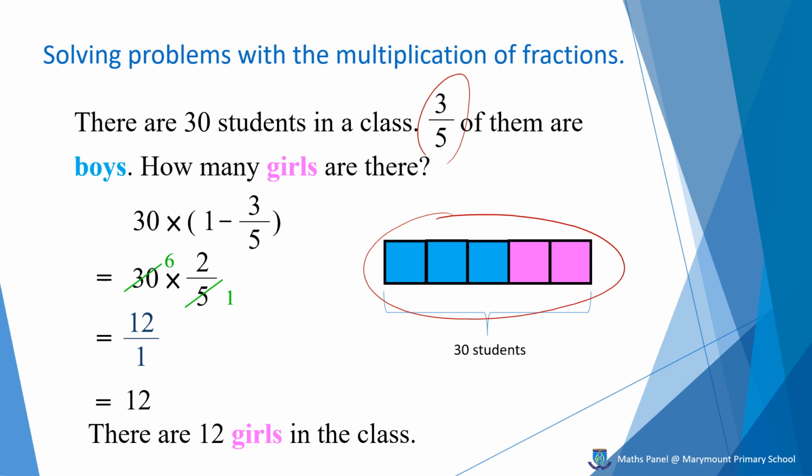3 over 5 means if we divide 30 students into 5 groups, 3 groups are boys, which means 2 groups are girls. So if we want to calculate the number of girls, we have to use 30 times the proportion of the girls, which is 2 over 5. But we have to write down 1 minus 3 over 5 instead of 2 over 5. So 30 times 2 over 5 is equal to 12 over 1, equal to 12. So there are totally 12 girls in the class.